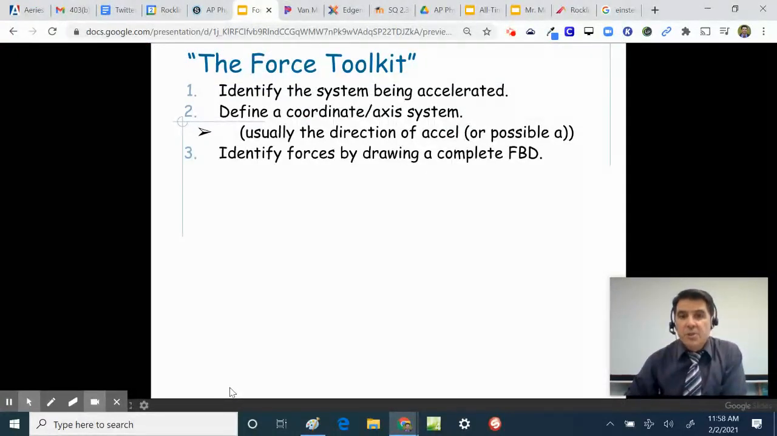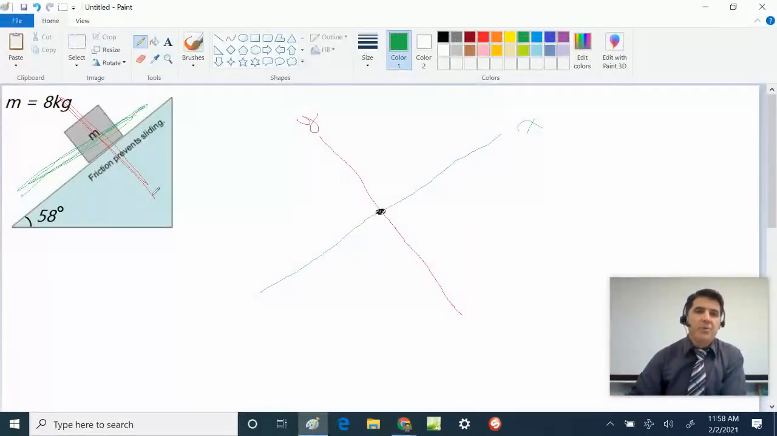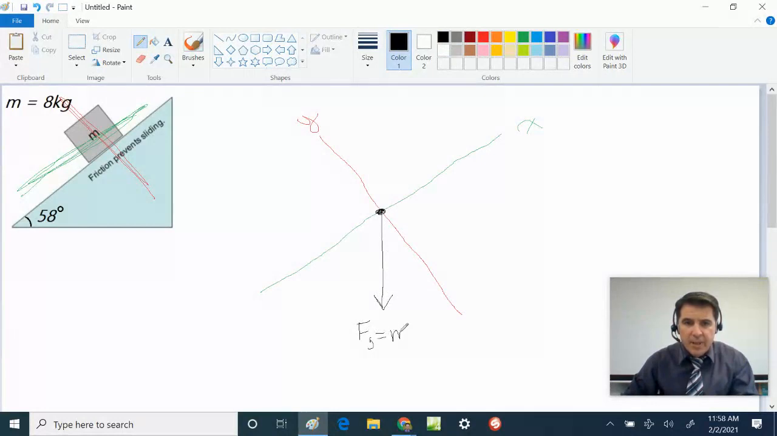Next, identify forces by drawing a complete free body diagram. Let's start off by drawing the forces that are involved. Gravity is always the easiest one to say, okay, it's going to have gravity there. I'm going to put that in black, straight down like that, and I'm going to call that Fg. You need to know right off the bat that Fg is always equal to mg. I'm not going to do the complete numbers yet. I'm going to get to that in a second.